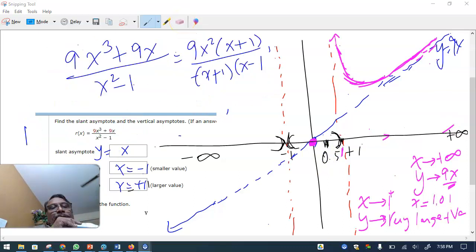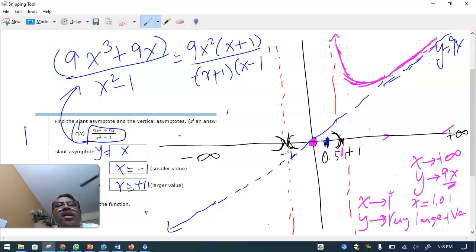What I want to know is what the value will be when I plug in 0.5. Instead of plugging in here, you can put it in the calculator and check. But what I will do is manually factorize the numerator, because there's a 9x which is common. That will give you 9x times (x squared plus 1). And the bottom one is x squared minus 1, which, using the difference of squares, gives you (x plus 1)(x minus 1).